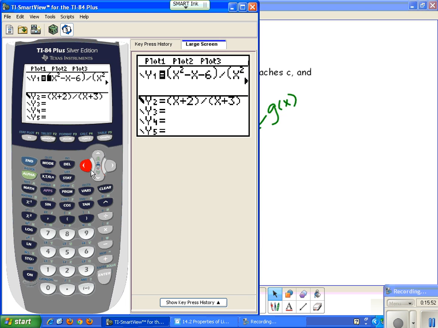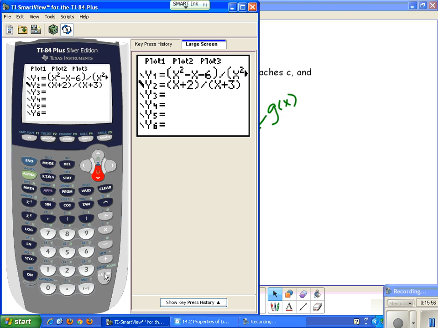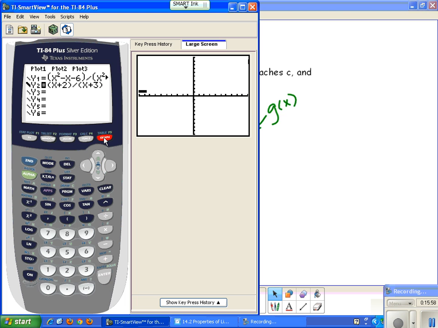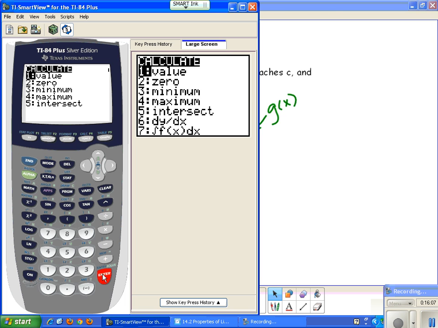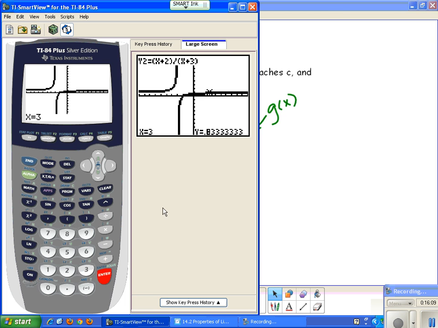If I plug in the other function that we simplified, just to show you, the graph looks the same. The only difference is now, instead of having a hole, we took out that hole so that we could find the value of what it's equal to. And if you look here now, we see we get 0.83, which is really equal to 5 over 6. So it's just a different way of finding it.